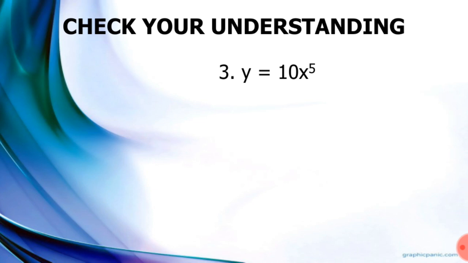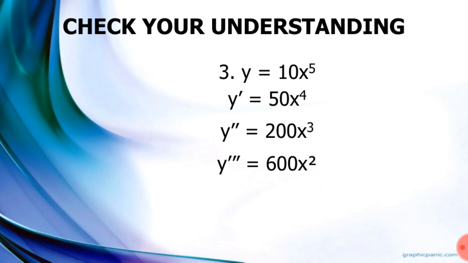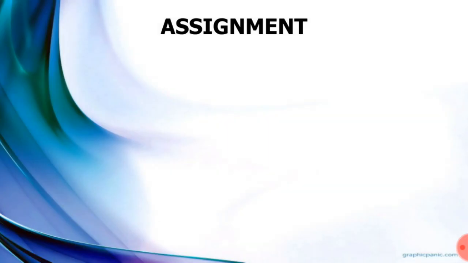So our problem here is y, which is equal to 10x to the 5th. We get the first derivative, which is 50x to the 4. Then the second derivative, which is 200x to the third power, and the third derivative, which is equal to 600x squared. Okay, so how many did you get? You get all 3? Very good. Okay, now let's proceed with your assignment.